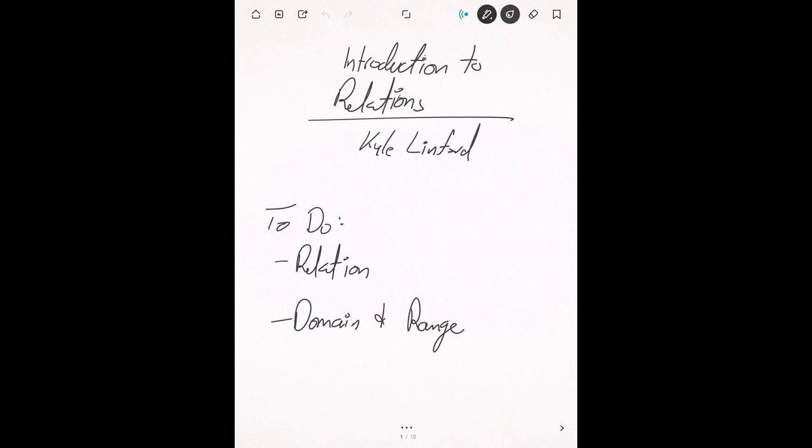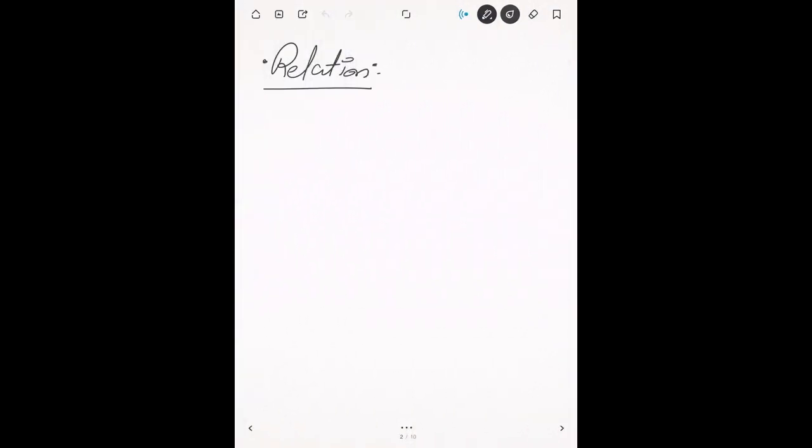We're going to specifically define what a relation is in terms of set theory, and then we're going to define range and domain of different relations and try to figure out if we can come up with a way of visually determining what the domain and range of a particular set is. Now, first we're going to go ahead and define a relation.